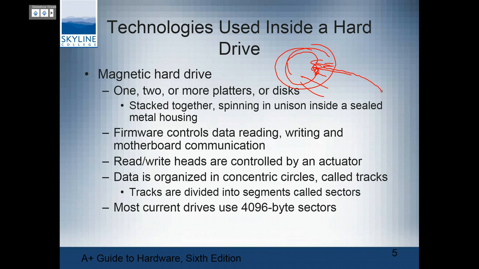The read-write heads are controlled by an actuator. The data is organized in concentric circles called tracks. Tracks are on a single disk, a single platter. If you have multiple platters, we call it a cylinder, because as you drill down into this thing, you actually have a cylinder that goes through it. So if you have more than one platter, they call it a cylinder. A single platter, it'll be called tracks.